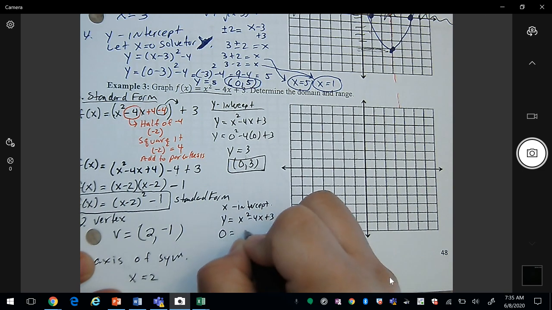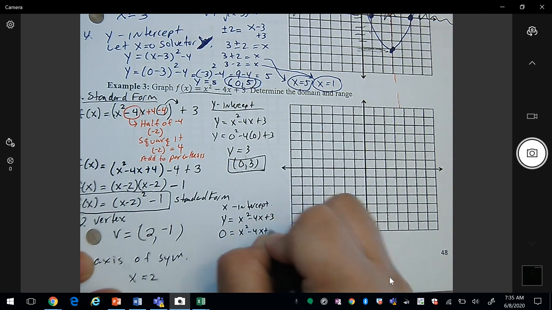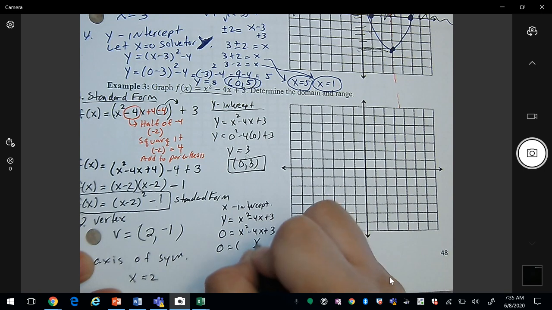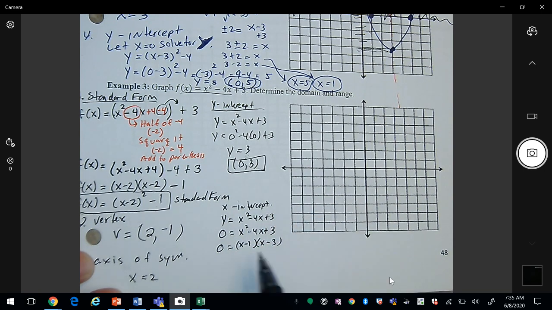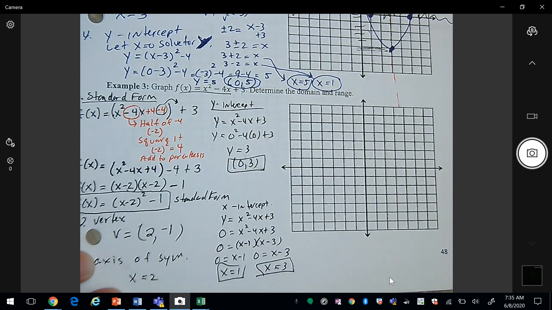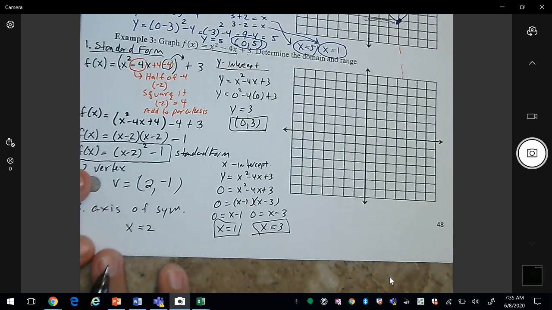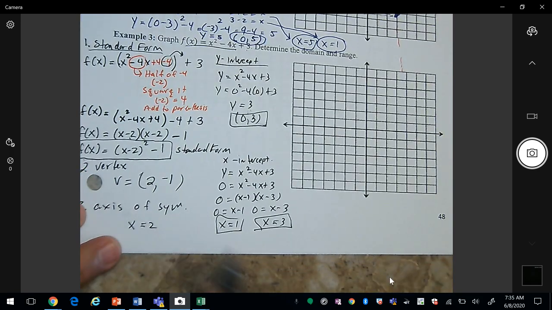So we let y equal 0. And then you can try to factor. So x minus 1, x minus 3: negative 1 times negative 3 is positive 3, negative 1 plus negative 3 is negative 4. Set each factor equal to 0. So x is 1 and x is positive 3. Again, if you don't want to factor, then your other choice is to use the quadratic formula.